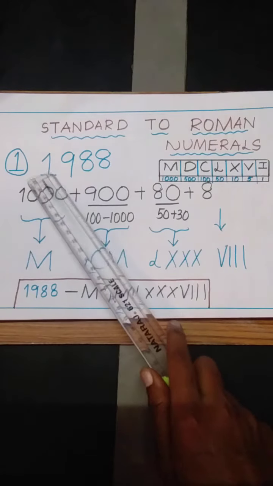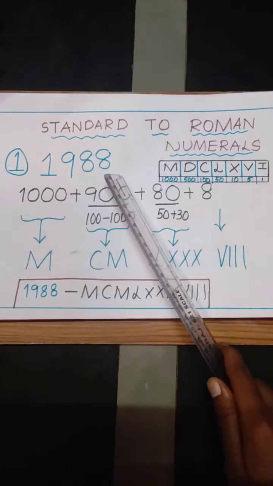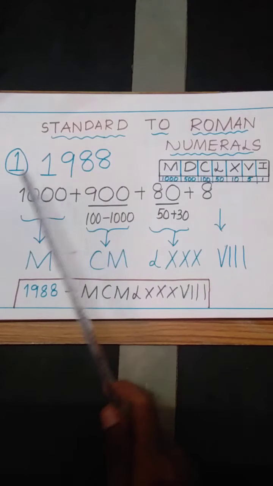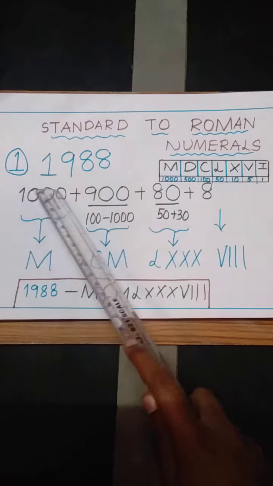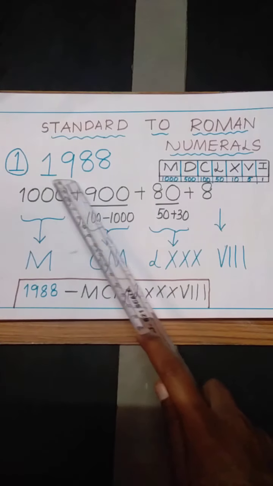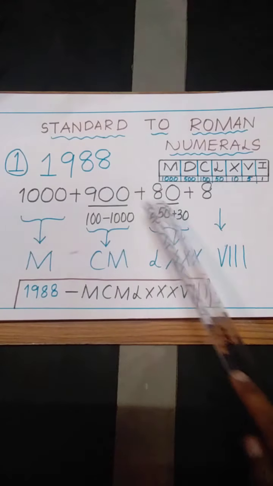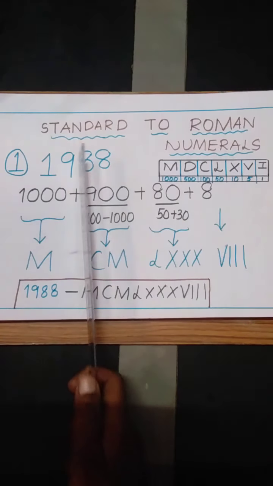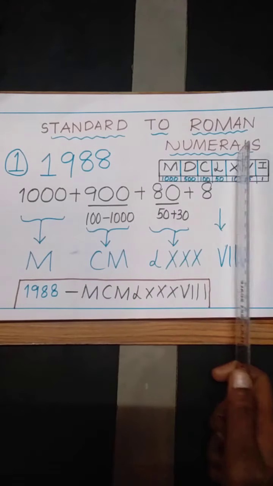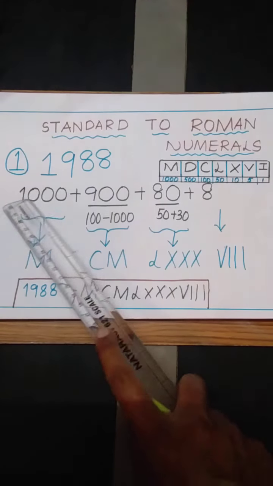So I took the number 1988. Divide it into 4 digit, 3 digit, 2 digit and 1 digit. How can we write this 1988? 1000 plus 900 plus 80 plus 8, right? After that, separate 4 digit, 3 digit, 2 digit and 1 digit. It is 4 digit. What is the symbol for 1000?